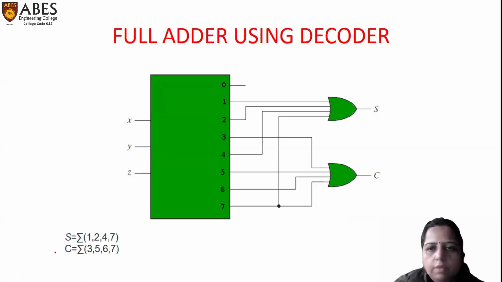These are connected with 1, 2, 4 and 7 connected to one OR gate, which is giving the sum, and another OR gate, which is giving the carry. So this is the circuit of the full adder using decoder, in which we have sum and carry. These are connected: 1, 2, 4 and 7 to the sum, and 3, 5, 6, 7 to the carry.